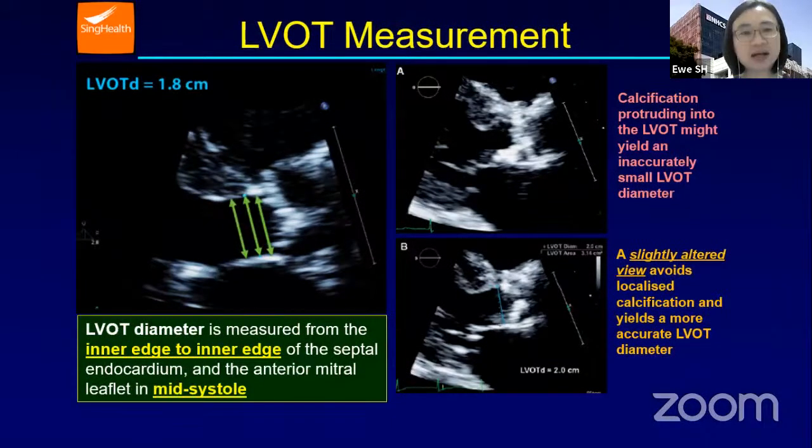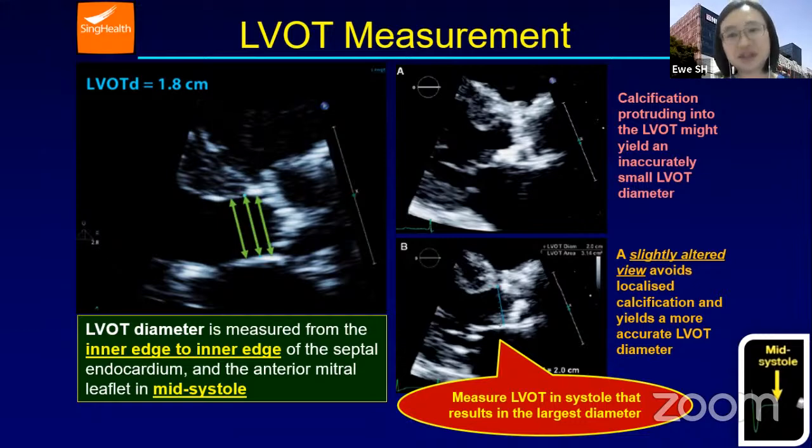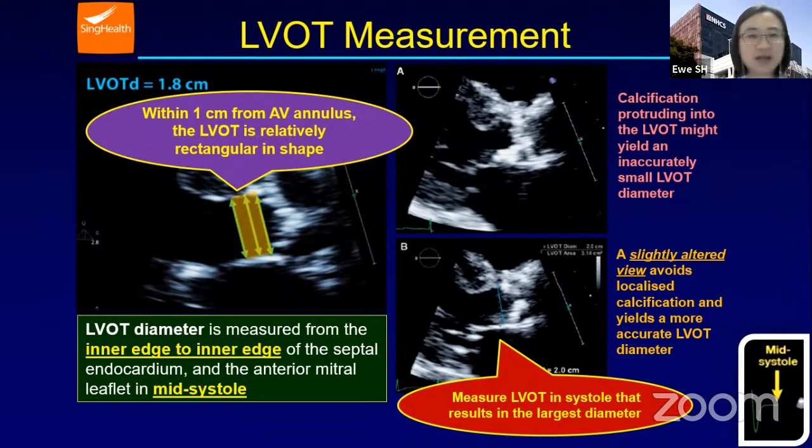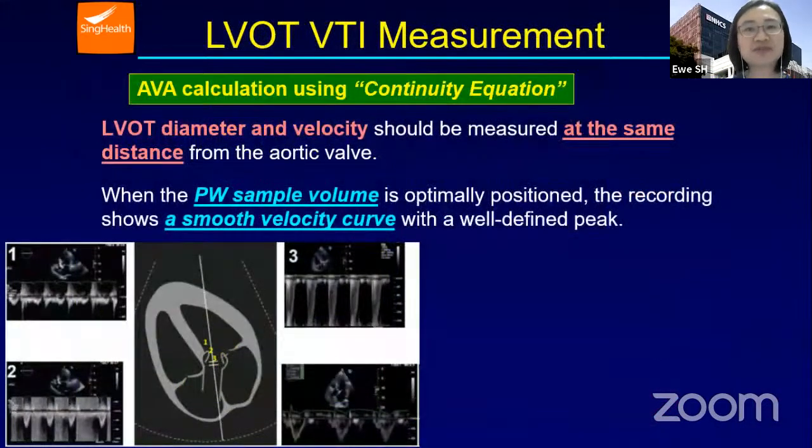We have to ensure that you get the maximum LVOT diameter, which is measured from the inner edge of the septal endocardium to the anterior mitral valve leaflet. And usually in patients with very severe dense LVOT calcification, we may have to do an altered view or off-axis view to yield the largest LVOT diameter. And this should be done during systole. If you do this correctly, any LVOT diameter within 1 centimeter of the aortic valve tends to give you the same measurement, as long as you open up the LVOT very well.